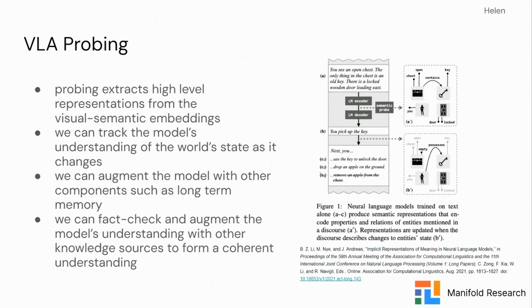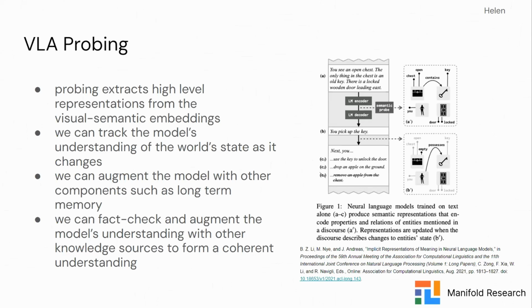The illustration on the right shows an instance of semantic probing, where the probe predicts a representation of the world based on a language model's embedding. The representation is updated when the discourse describes changes to the entities in the world, their state. So we want to do something similar, but on vision language action models.